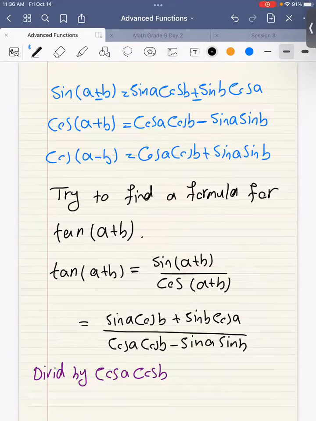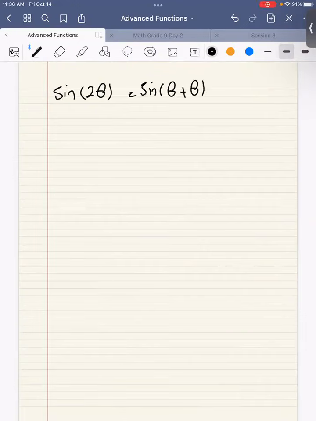So now, by the way, this is for tangent of A plus B. Now it's good, because you know sine of A plus B and cosine of A plus B. So from here, there are some implications. For example, what is sine of 2 times theta? Sine of 2 theta is just sine of theta plus theta, right? These are called double angle formulas: sine of 2 theta, cosine of 2 theta. So try to find a formula.